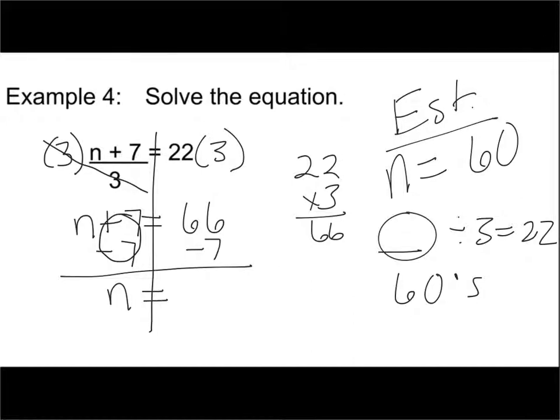Let's see, 66 subtract 7, I've got to borrow here, make that a 5. 16 subtract 7 is 9. Bring down the 5, 59. So our estimate of 60 was pretty darn close. Let's do a quick check and make sure.